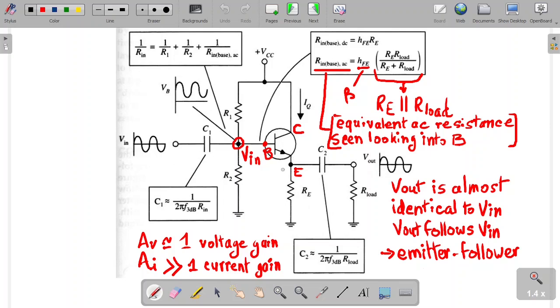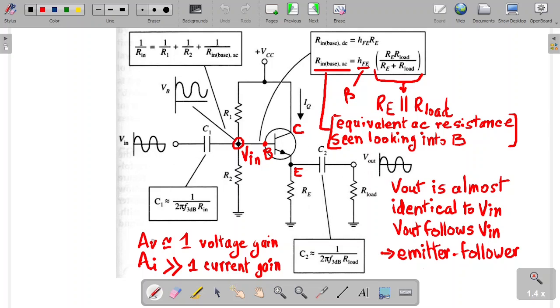So what else? Okay, and the output. You have the RE, and then you have a coupling capacitor C2, which is going to block the DC. So you get the Vout, which is pure AC. And what you're going to see is that Vout is almost identical to Vin. Vout is slightly lower than Vin, and it's in phase. So Vout follows Vin. This is why the common collector amplifier is also called emitter follower, because Vout follows Vin.